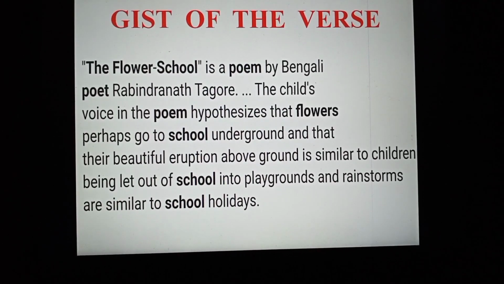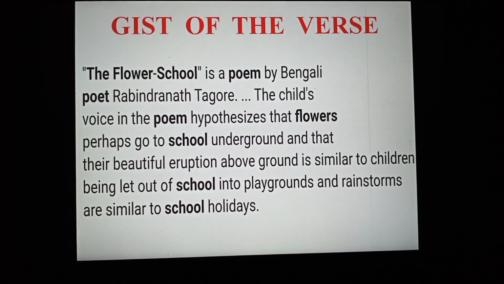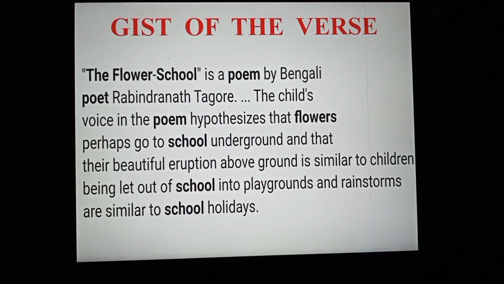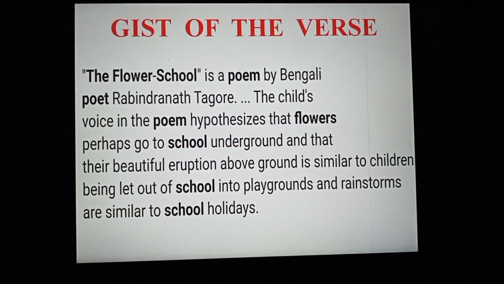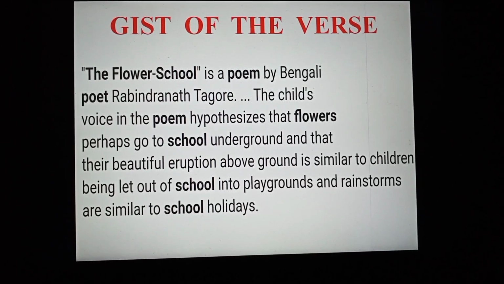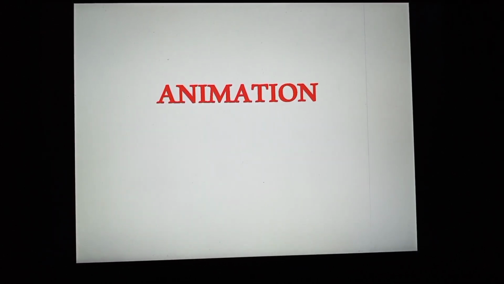The child's voice in the poem hypothesizes, now children, hypothesizes is looking forward, that flowers perhaps go to school underground and that their beautiful eruption, meaning coming out above ground, is similar to children being let out of school into the playground, and rainstorms are similar to school holidays. Now children, we will see the animation of the verse with the explanation part.